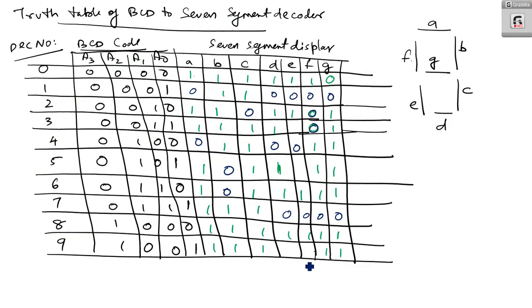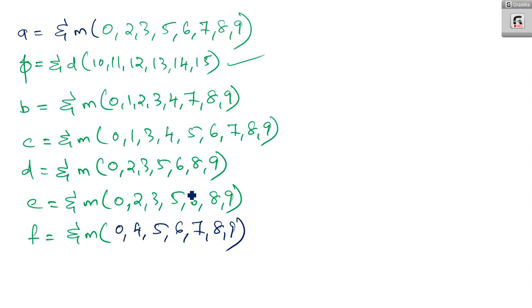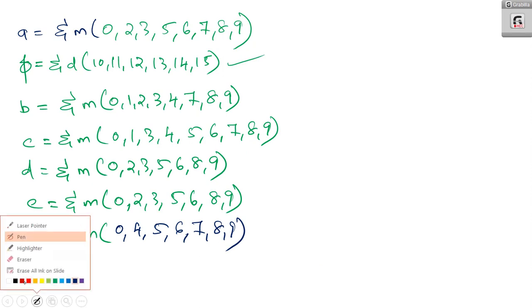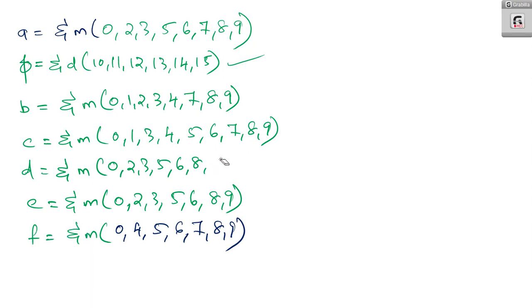For D, 9 is not there, so for D you can exclude 9. I have taken that. Now E, F, G. G you can write as sigma m.